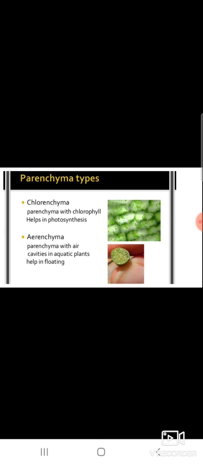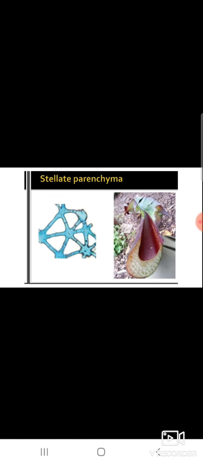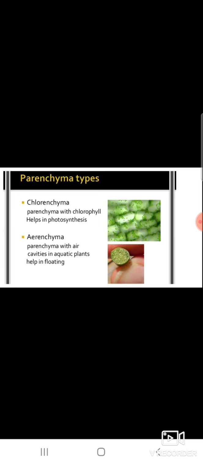Parenchyma types. Today I will teach only the topic of parenchyma types. The first one is parenchyma, which contains chlorophyll and helps in photosynthesis. Chlorenchyma is parenchyma with chlorophyll that helps in photosynthesis.